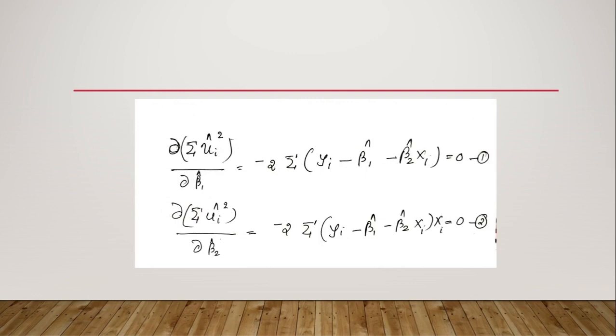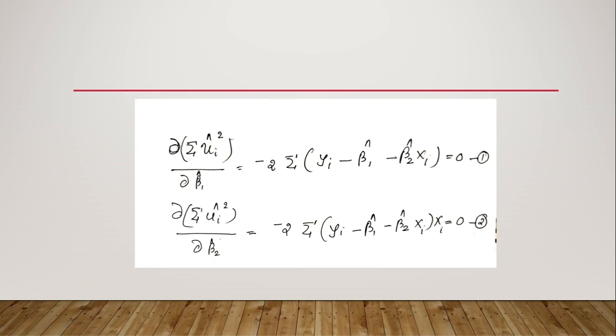So we are equating that to 0. So we get minus 2 into sigma yi minus beta 1 hat minus beta 2 hat xi is equal to 0. That is the first equation. And again minus 2 into sigma yi minus beta 1 hat minus beta 2 hat xi into xi is equal to 0. So minus 2 into this is equal to 0.